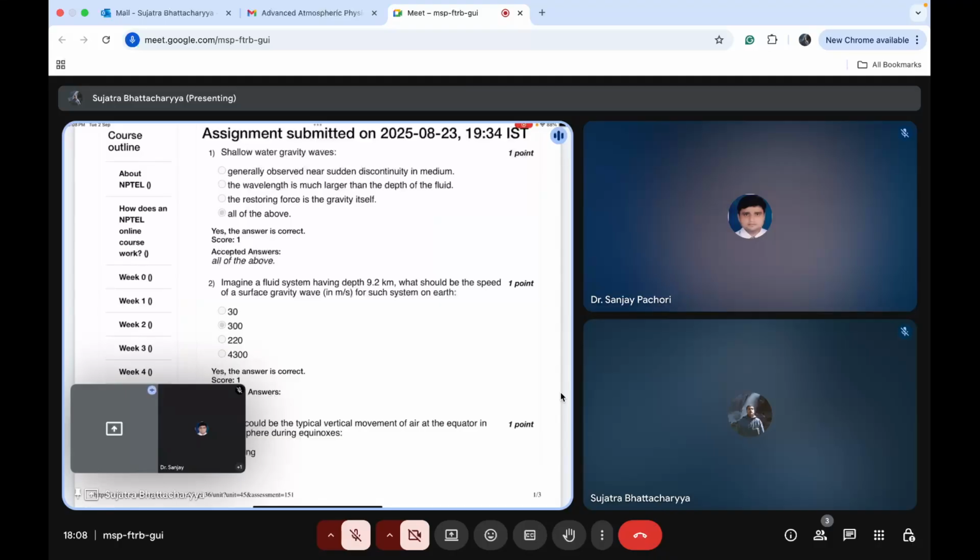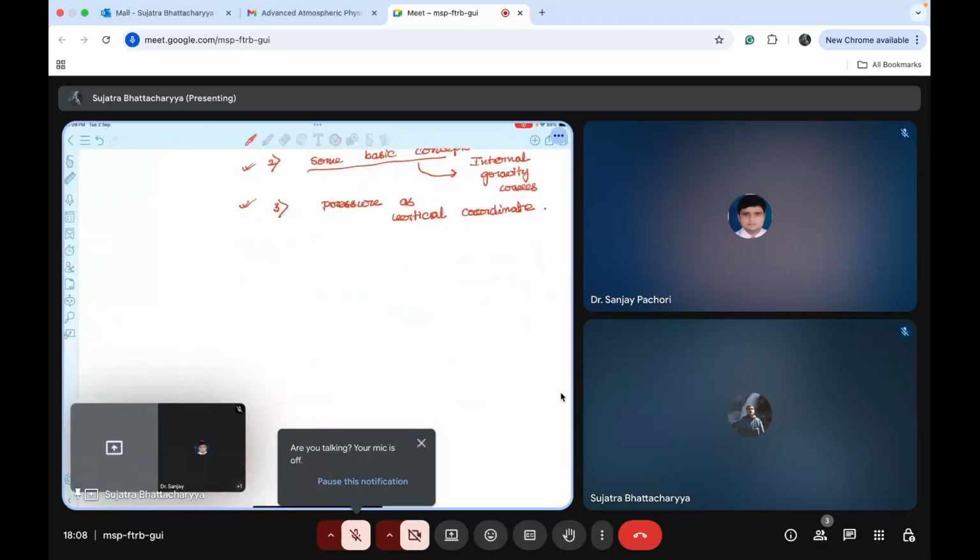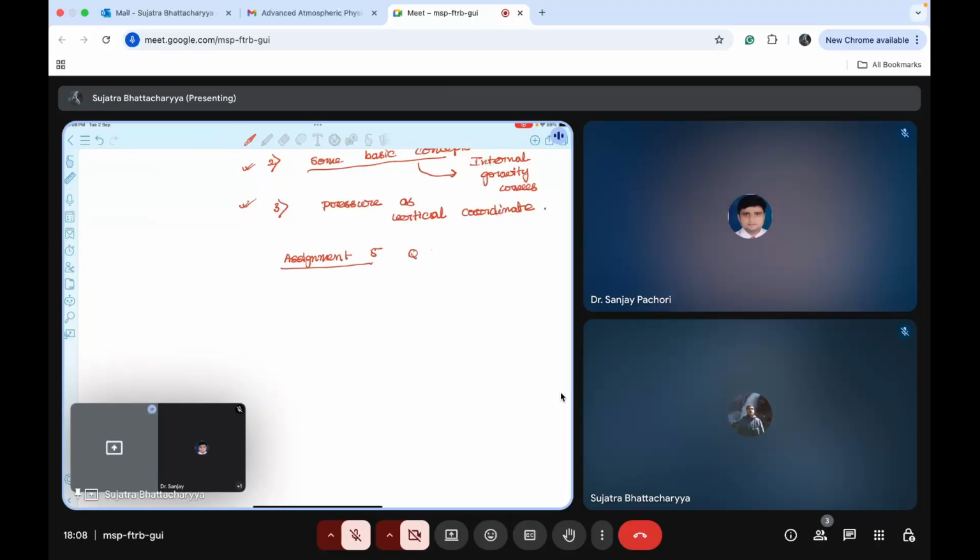Simple. So this is an imaginary question where it is given that the fluid system has 9.2 kilometers of depth. What should be the speed of the surface gravity waves? Simple. C is equal to root over gh. So we can just write here. So this is assignment 5 question discussion.